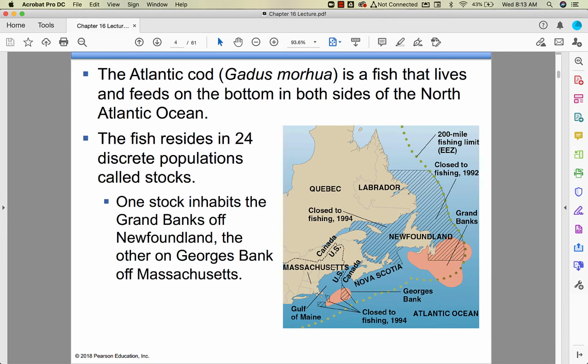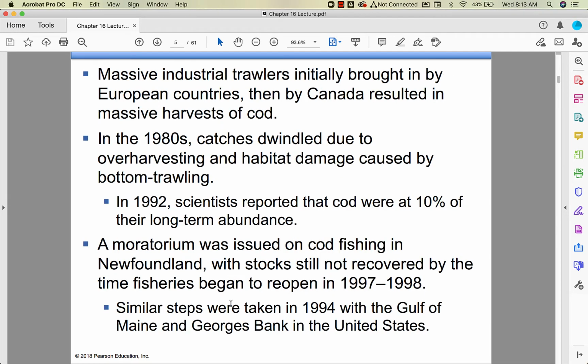You can see the fishing grounds, right? And all these times when they've closed, 1992, 1994. They brought in huge industrial trawlers, and we'll talk about what trawling is later on in this lecture. And they overharvested the cod. In the 80s, the trawling did so much damage to the habitat where the cod live. And then even into the early 90s, cod were at 10% of their long-term abundance.